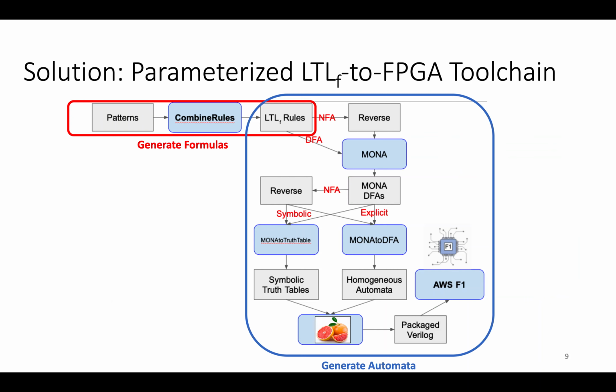Our pipeline generates random LTLf formulas for scalability analysis, as shown in the red square. It then goes through the process of generating DFAs and NFAs from the generated formulas, encoding those DFAs and NFAs with truth tables for symbolic encoding, and state-specific hardware for explicit encoding, and finally packing the resulting implementations for targeting an FPGA on Amazon's F1 EC2 instance with the help of the Grapefruit framework.